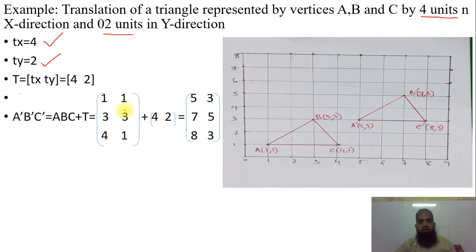1 plus 4 is 5, 1 plus 2 is 3, 3 plus 4 is 7, 3 plus 2 is 5, like that. It is very simple, you already studied this addition of matrices in lower classes. So finally you will get this matrix. This is a very simple example of a translation.